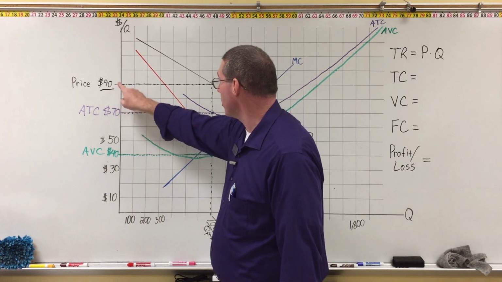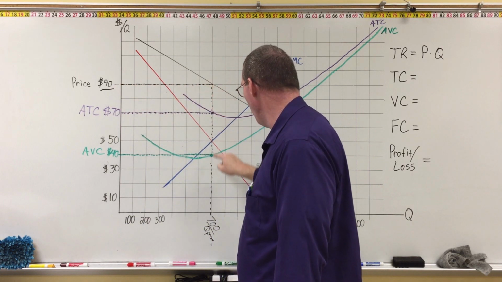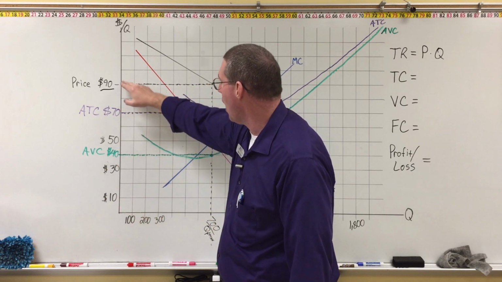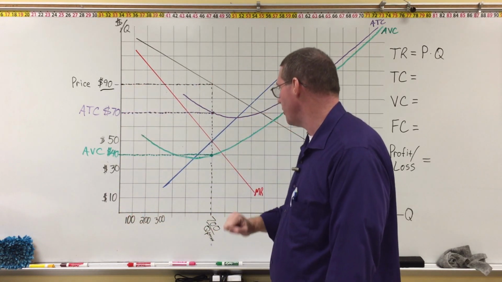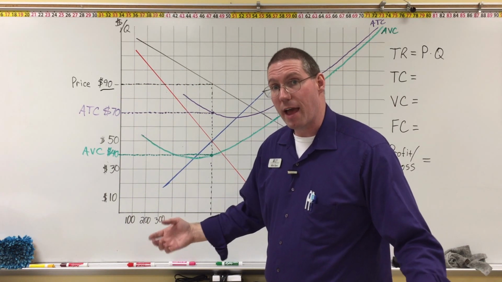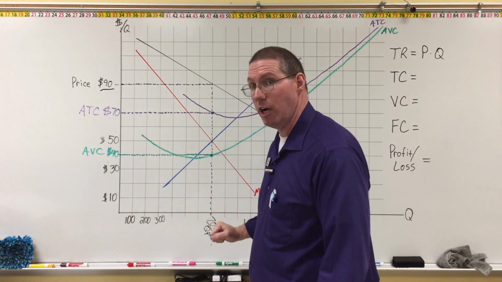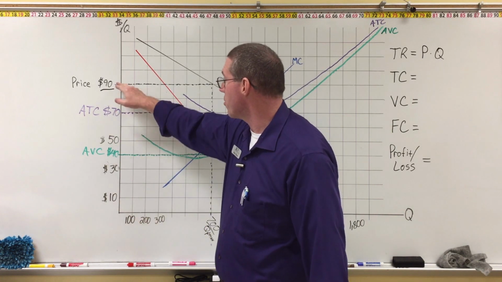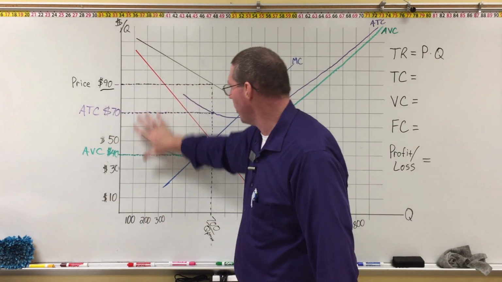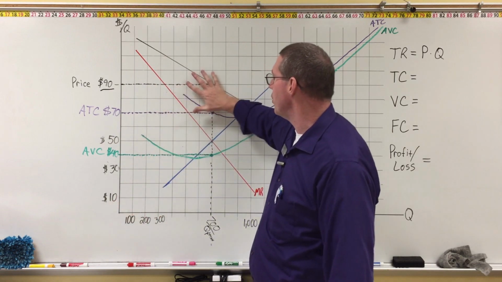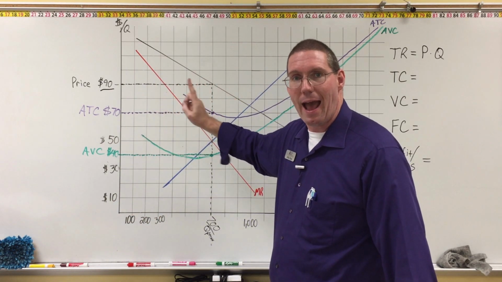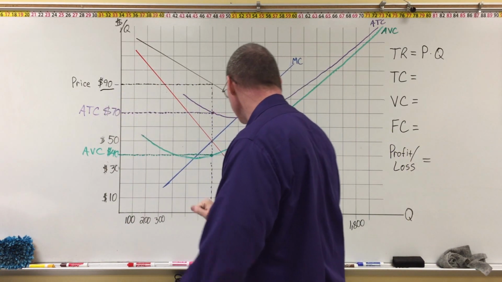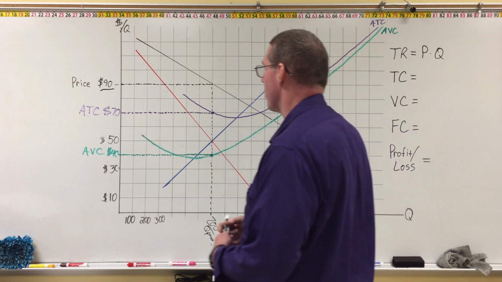Now I do want to show you that total revenue basically is being represented by the overall large rectangle, this entire rectangle, which has a height of 90 and a width of 700, and the area of a rectangle is base 700 times height 90. So if we do quantity 700 times price 90, this whole giant rectangle gives us the total revenue of this company at their profit maximizing quantity. So 90 times 700 is going to be, what do we got, 63,000?